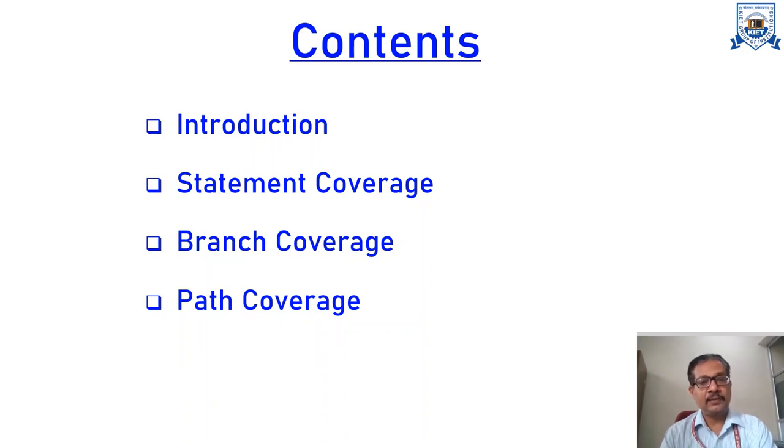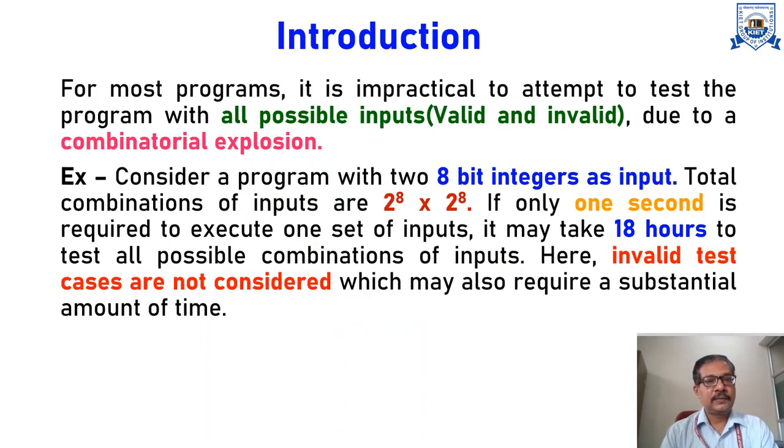Today we will discuss some coverage metrics like statement coverage, branch coverage and path coverage. For most programs, it is impractical to attempt to test the program with all possible inputs, whether valid or invalid, due to a combinatorial explosion. We'll go through one example here.